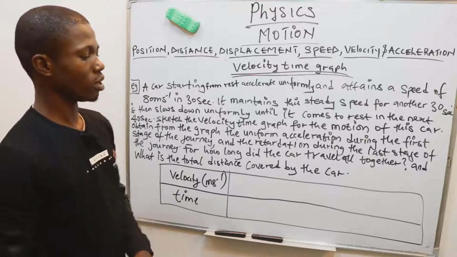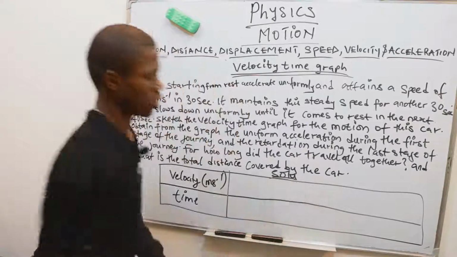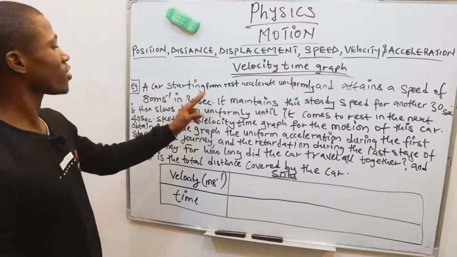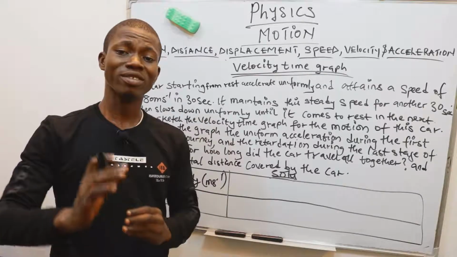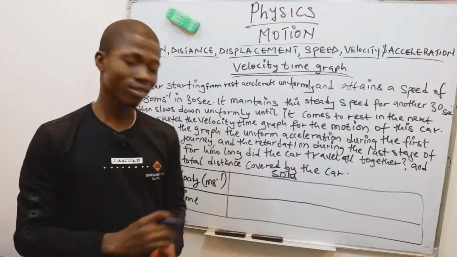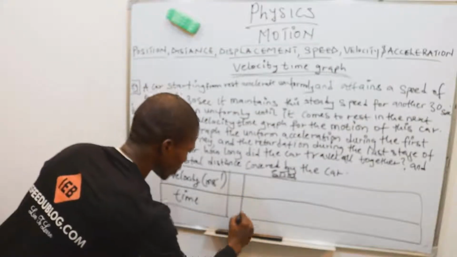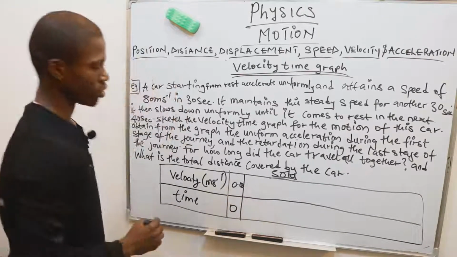This is our table of value. So here is the solution. They said a car starting from rest. Once we hear a car starting from rest, that means the initial velocity is 0 and the initial time is 0. So the first thing in our table is 0, 0, and here will be 0 time.